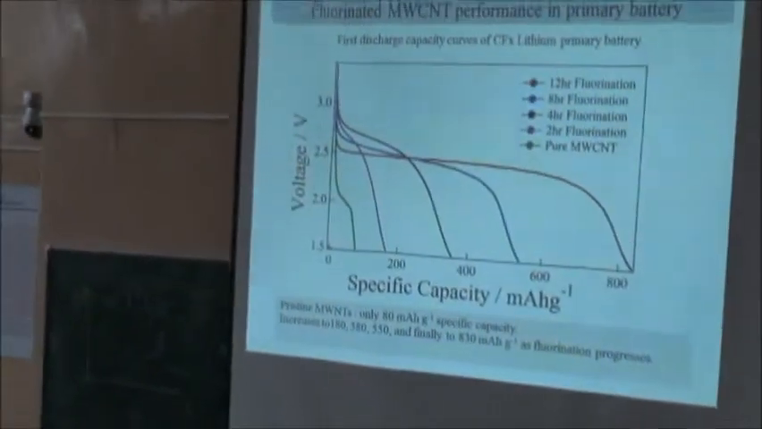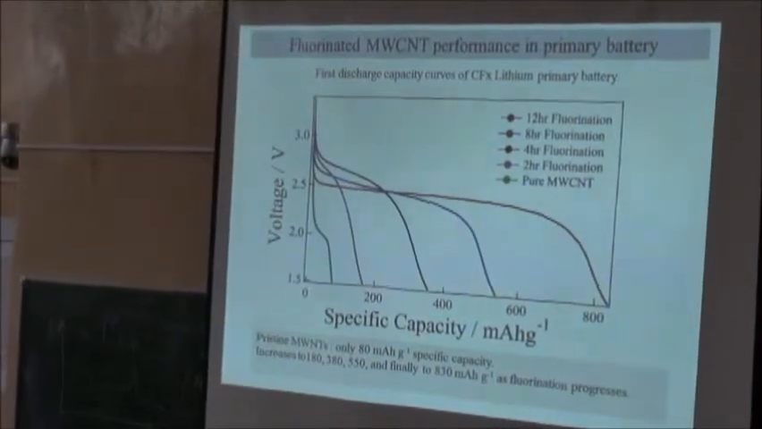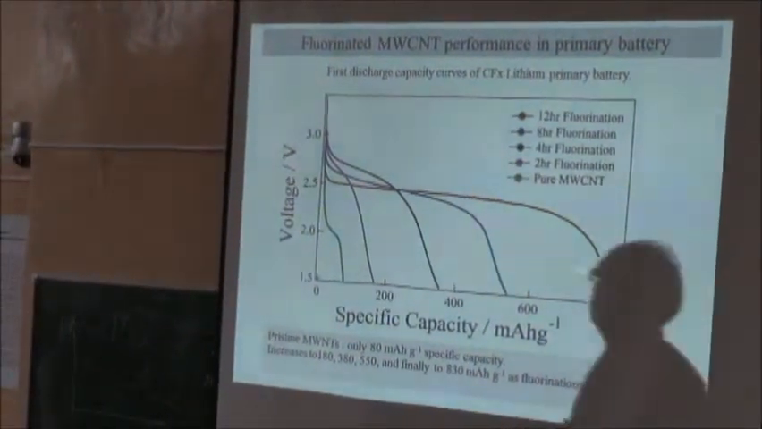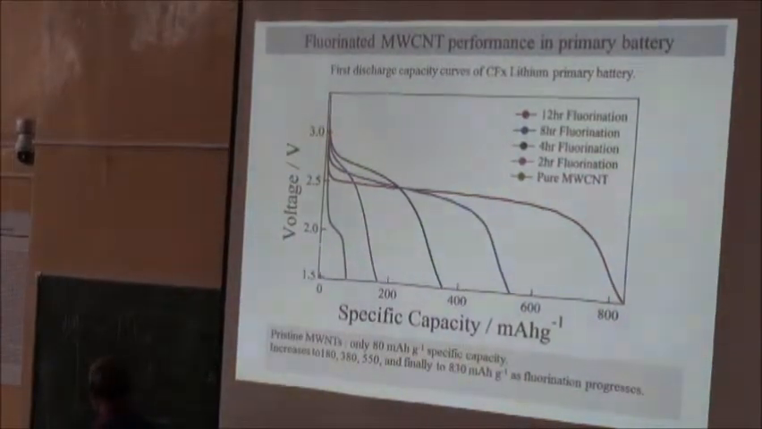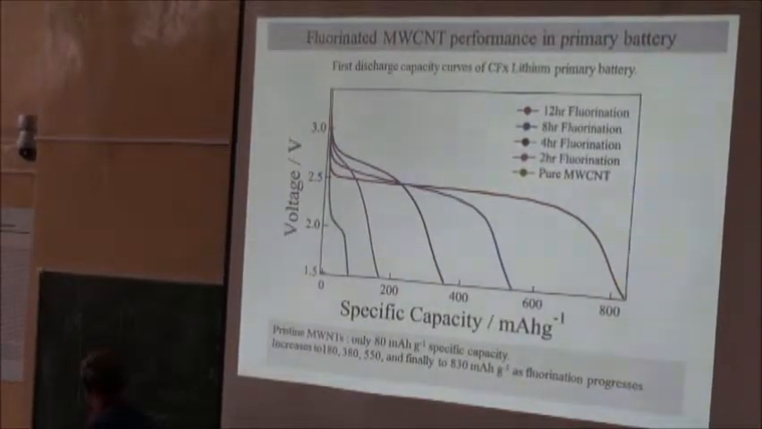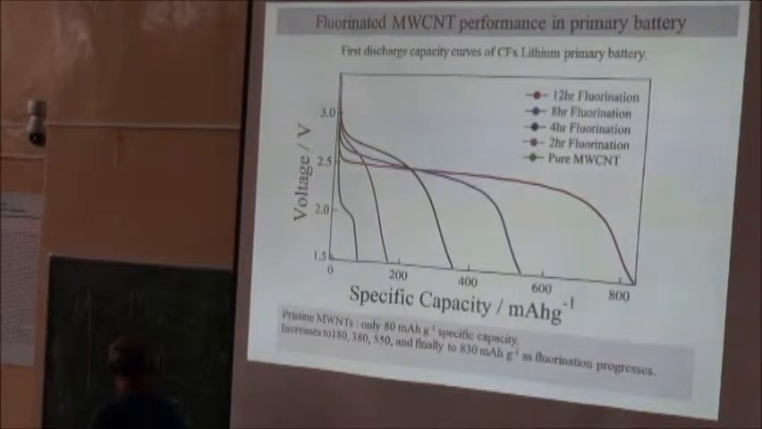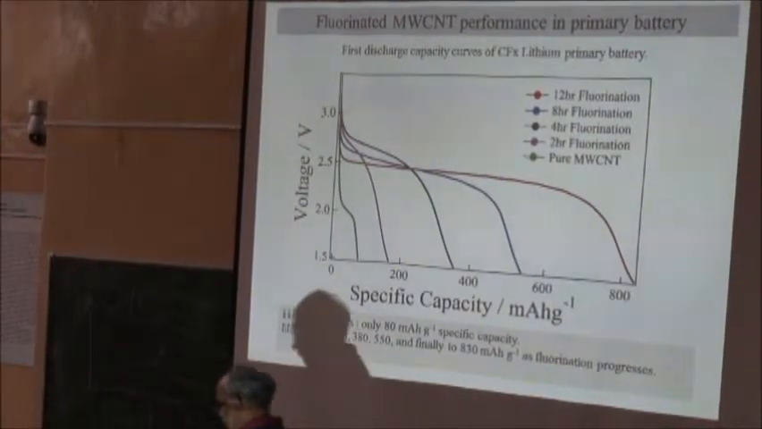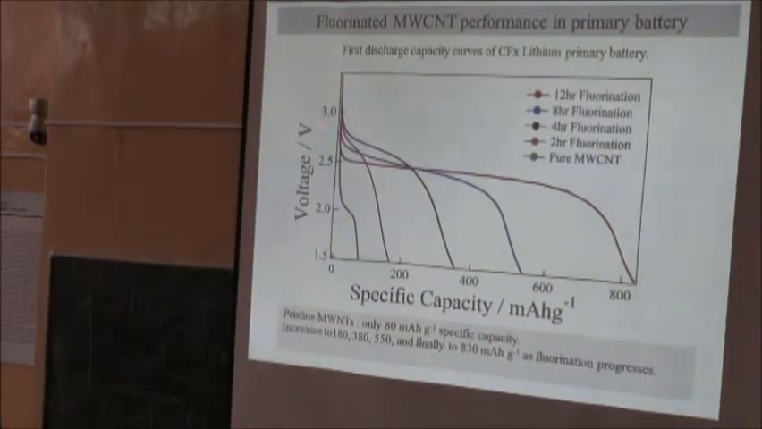Okay, so this is the interesting thing, because we want to make the CFX battery, right? So we assemble the electrochemical cell. Usually we have electrolyte, then lithium metal, and the CFX battery, and we look at the energy density, in milliampere hours per gram. They have a voltage of about 3 volts.